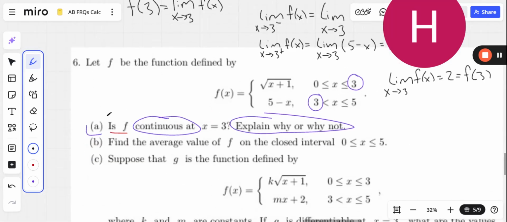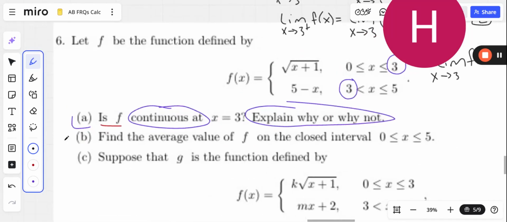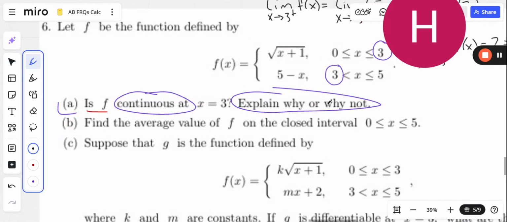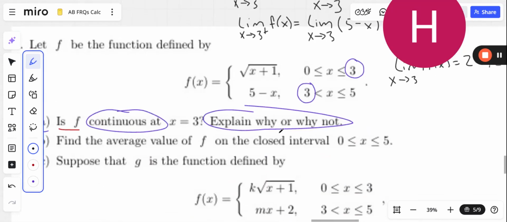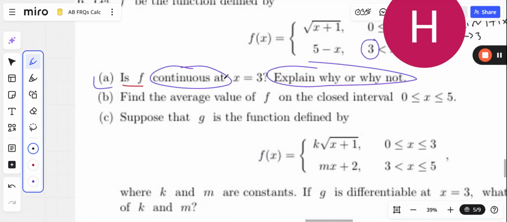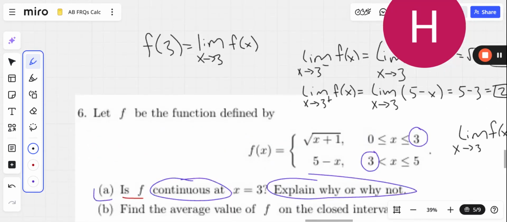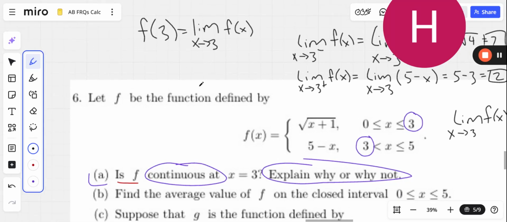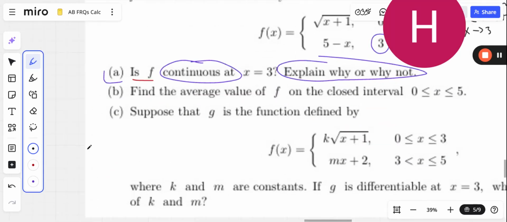Very easy to get part A. You could even just write that the function needs to equal the limit, and you probably get 1 point. You get another point for actually showing whether or not it is. You're just like, it's continuous if this is true. And if not, it's not continuous. That gets you a point.